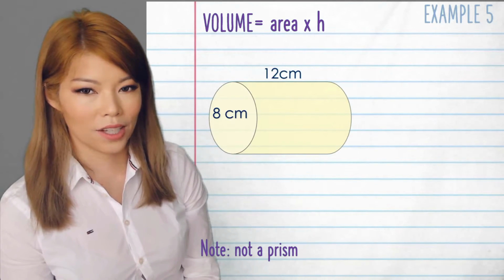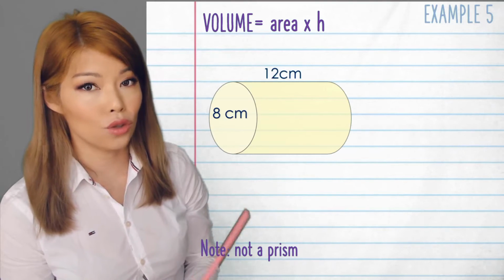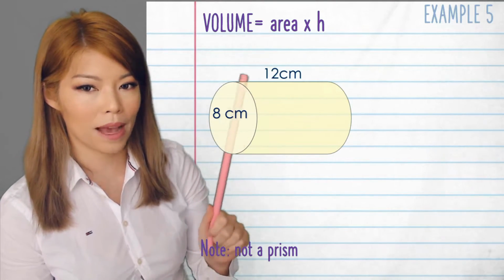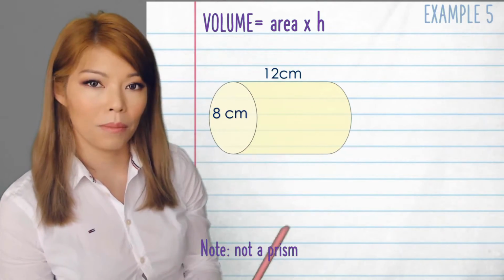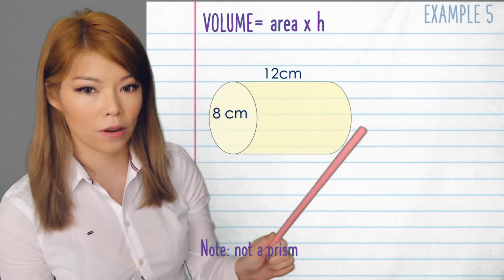What about this shape? It is a cylinder and it is not a prism. Remember, because a prism has to have polygons on both ends. But the formula still applies because it's the same cross section.